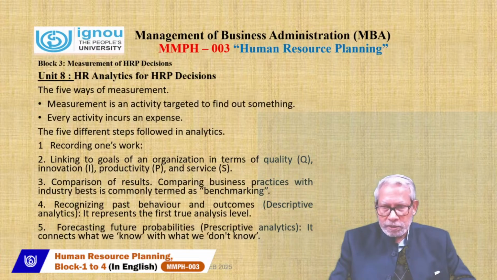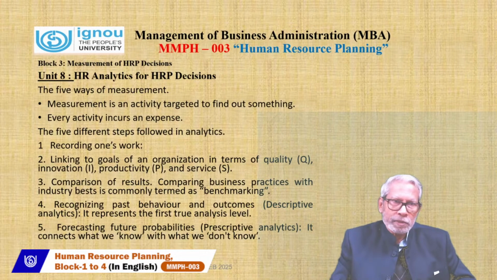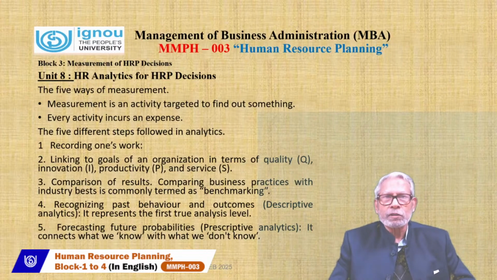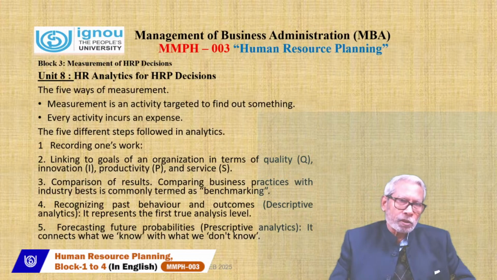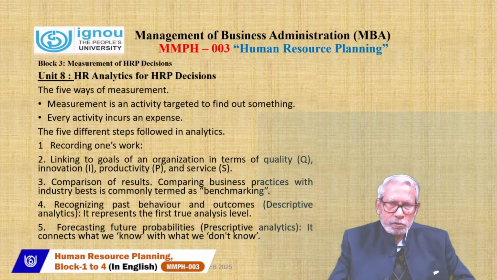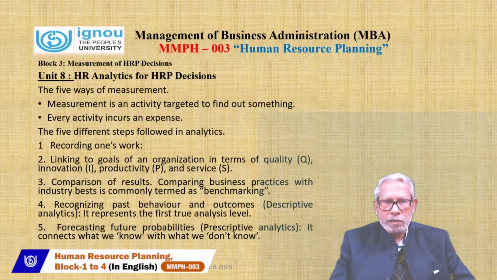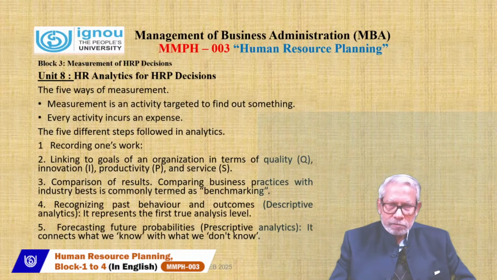Then five ways of measurement. There are some measurement systems. Then the measurement of the activity targeted, and every activity has some expense, which you also have to see. Then different steps are there. Recording: you have to record all the work, linking to the goals of the organization, to see whether the work is really linked with the goal or not. In terms of quality, innovation, productivity, and services, you have to see all these things. Then comparison of the results, comparing the business practices and industry-based practices.